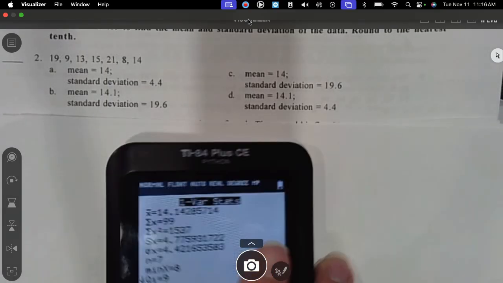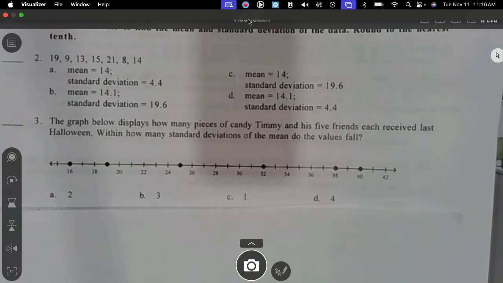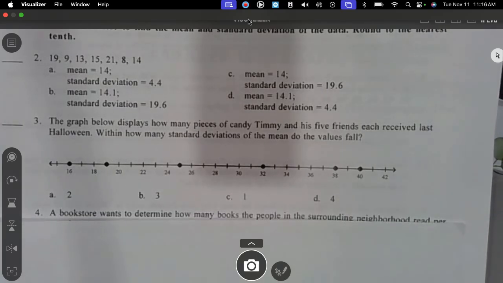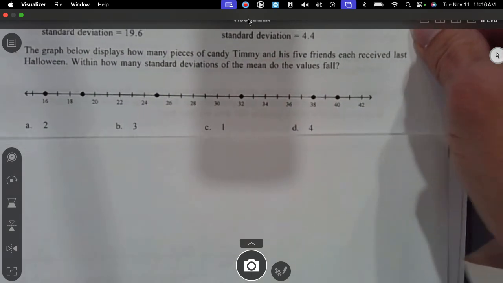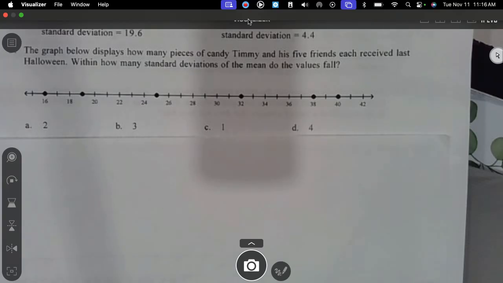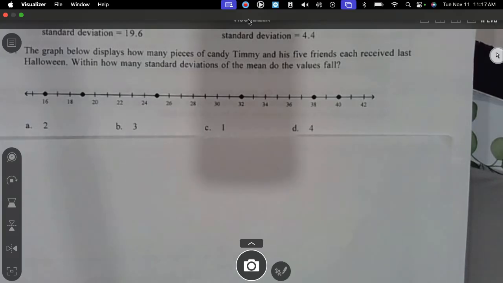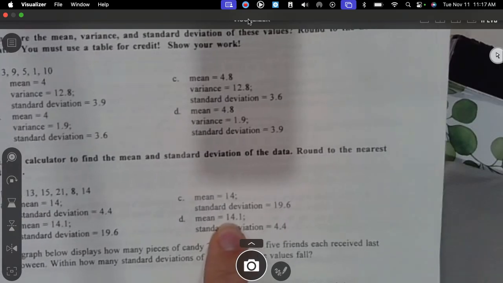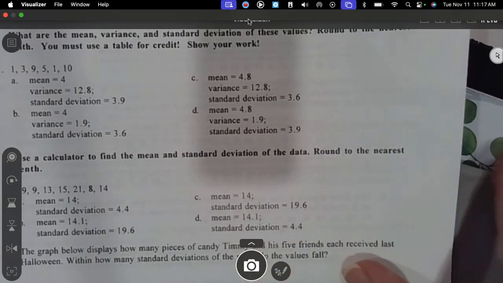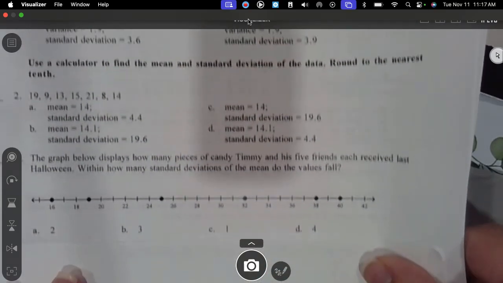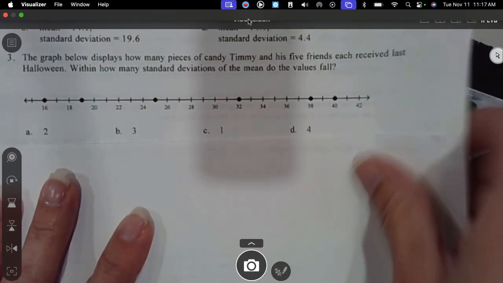Exactly. All right. Then the next question says, within how many standard deviations does the mean fall? What do you have to find? The mean and the standard deviation. Was it D or was it A? The mean was 14.1, and then the standard deviation was 4.4. Because it said to the nearest tenth, yep, it was D.